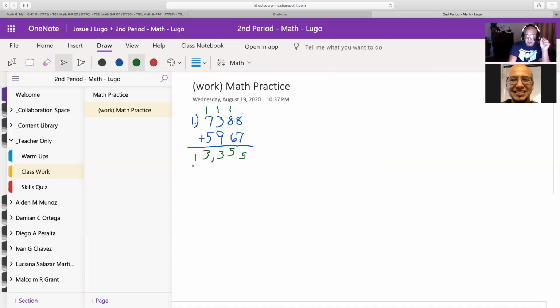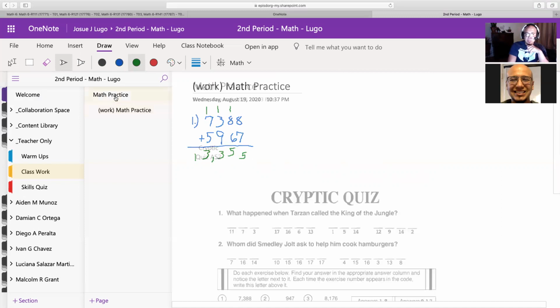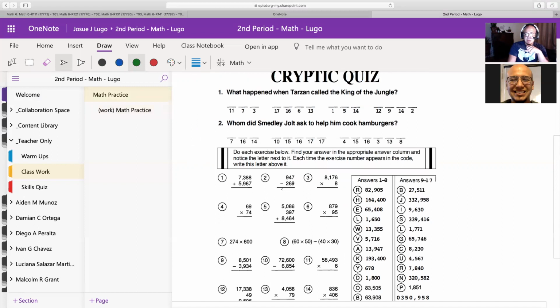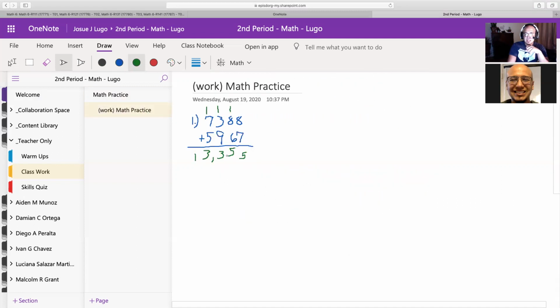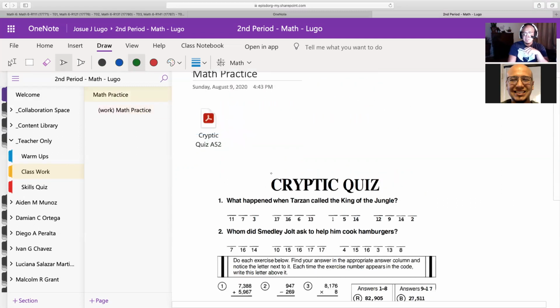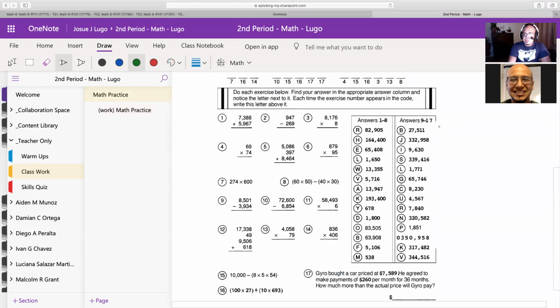Notice that this would be the thousands place, so 13,355. Now, how do I know that this is correct? Well, let me go back to the problem. And remember, the answer was 13,355. If that is a correct answer, I should be able to find the answer over here somewhere. So do I see an answer? And I do.